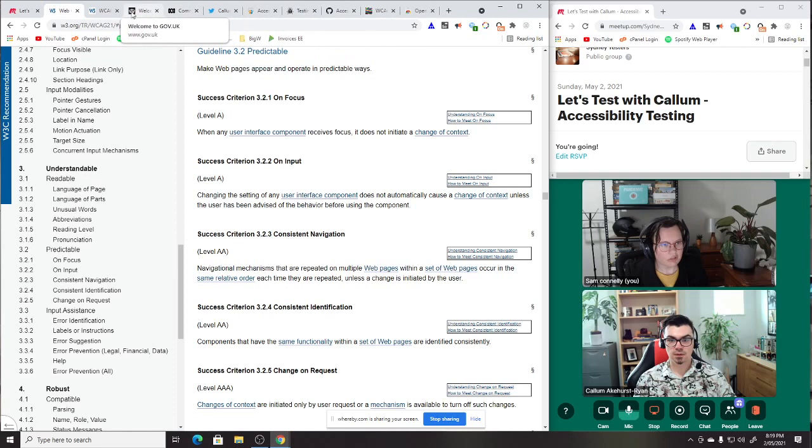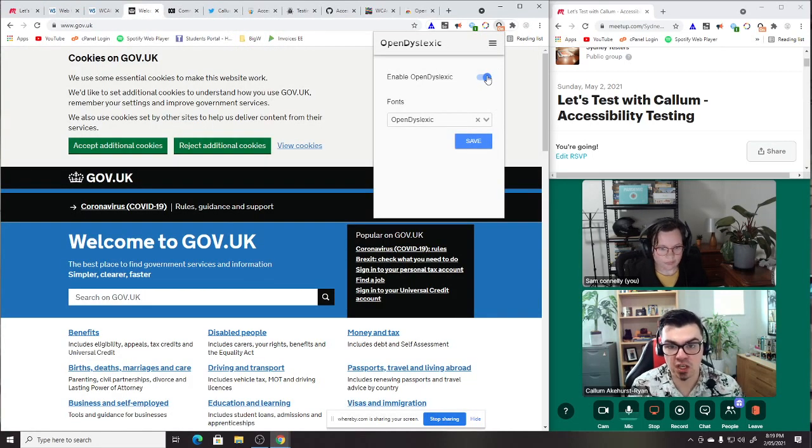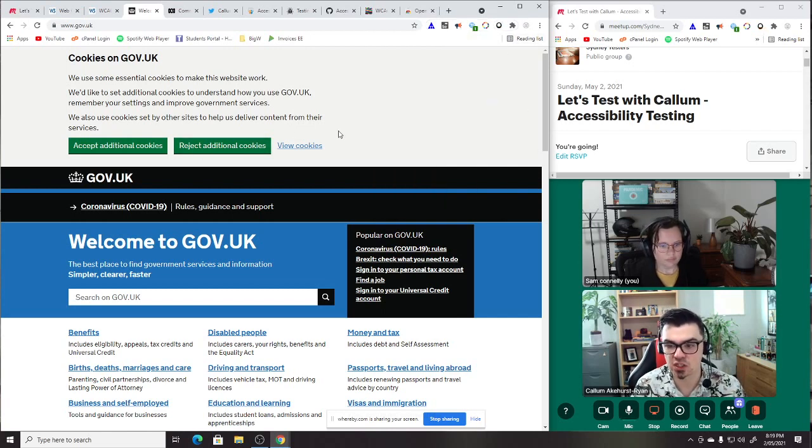I just don't think this plugin's working for me on this. That's okay, because like I said, tools are very much garbage in, garbage out. We don't have to use tools for these types of things. We can do it by eye as well.